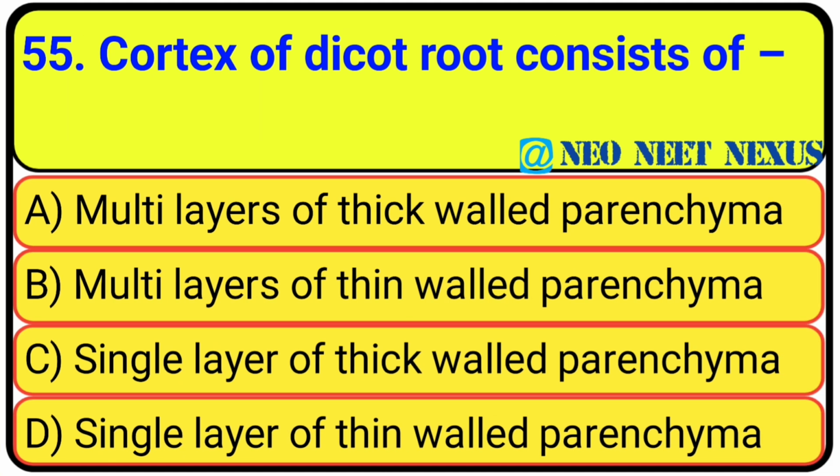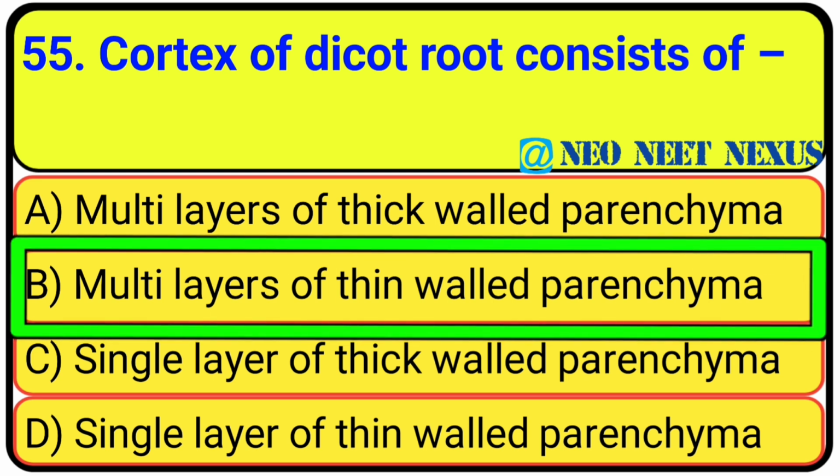Next, cortex of dicot root consists of A. multi-layer of thick-walled parenchyma, B. multi-layer of thin-walled parenchyma, C. single layer of thick-walled parenchyma, D. single layer of thin-walled parenchyma. Correct answer is option B, multi-layers of thin-walled parenchyma.